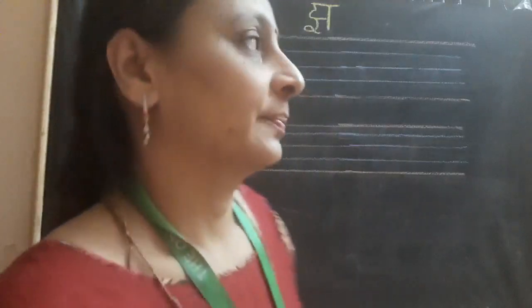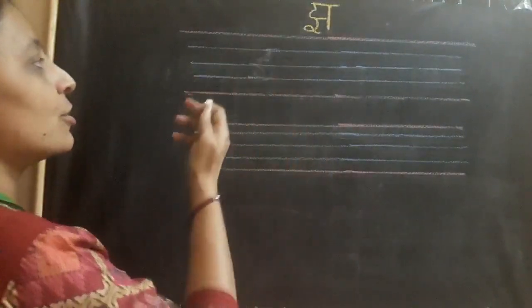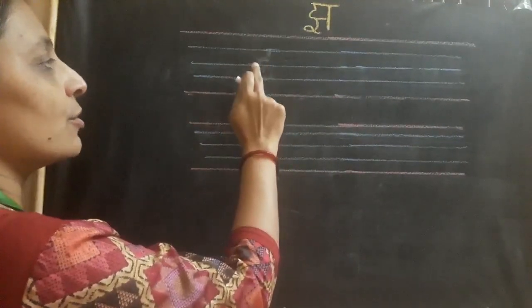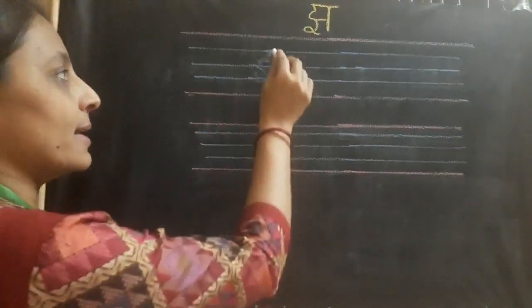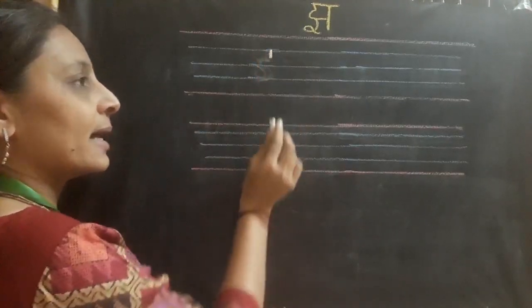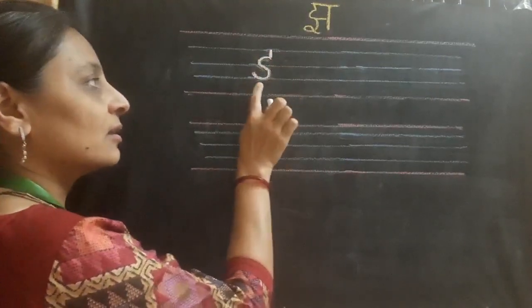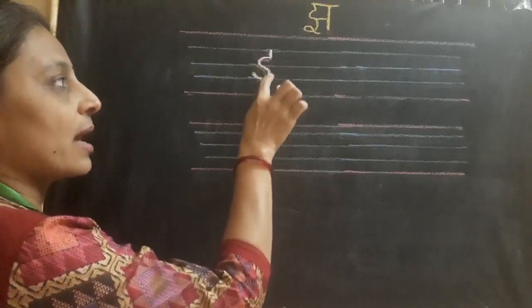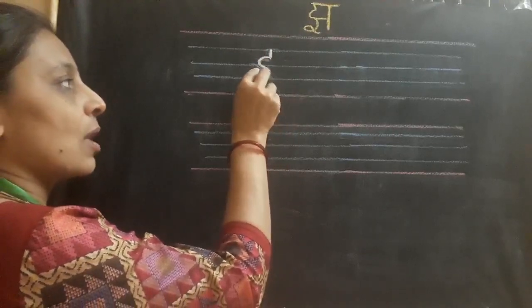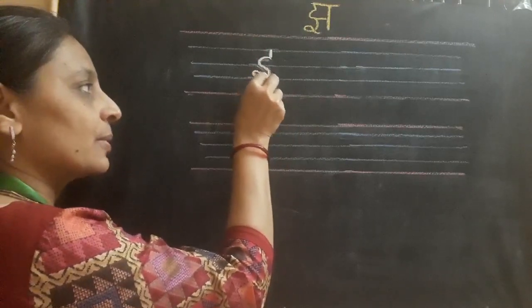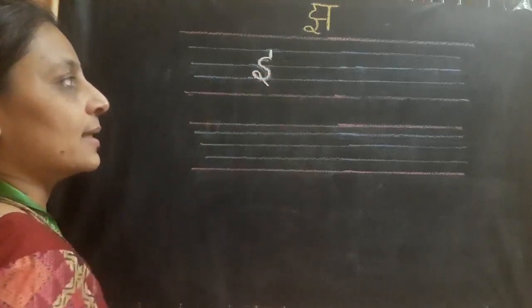Children, be attentive while looking at the board. Why? Because you are going to write the same letter in your notebook. So let's start. Now, as you all know, we are going to write Hindi letters in three blue lines. One small standing line, then S and touch the third blue line. You can see how I have written S. Now, you go up and make a loop and come down like this.